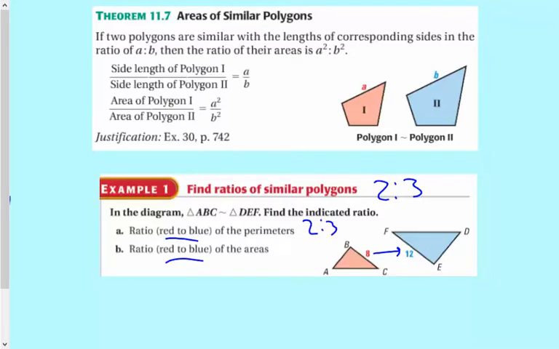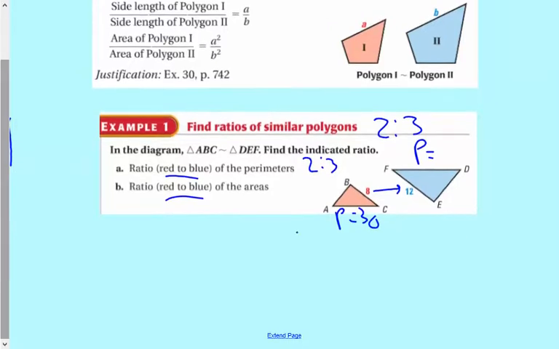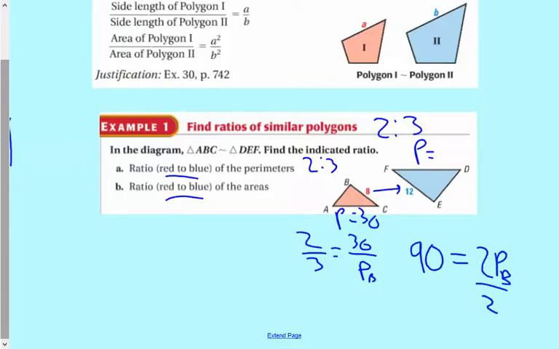Let's say that the red one had a perimeter of, I don't know, 30. I could find the perimeter of the blue one without knowing any other side lengths, and that's kind of neat. The ratio is 2 to 3, and I know the perimeter of the red one is 30, so I can find the perimeter of the blue one using a proportion. If I cross multiply, 30 times 3 is 90, and 2 times the perimeter of the blue one, divide by 2, and the perimeter of the blue one would be 45. That's what's unique about this.